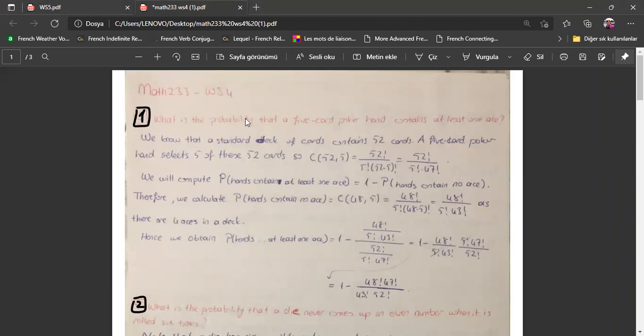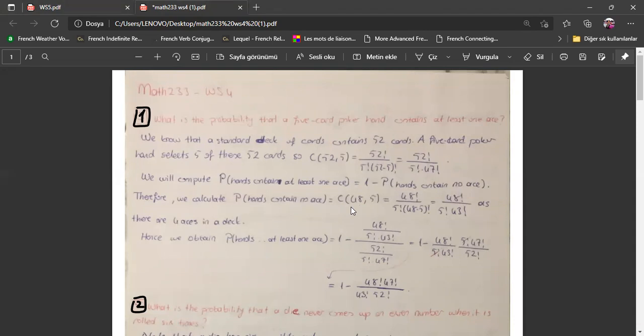What do we want to compute? We want to find the probability that a 5-card poker hand contains at least one ace. If we first find the probability of hands that do not contain any ace, and subtract it from 1, we will find this probability. So we will first find this probability.